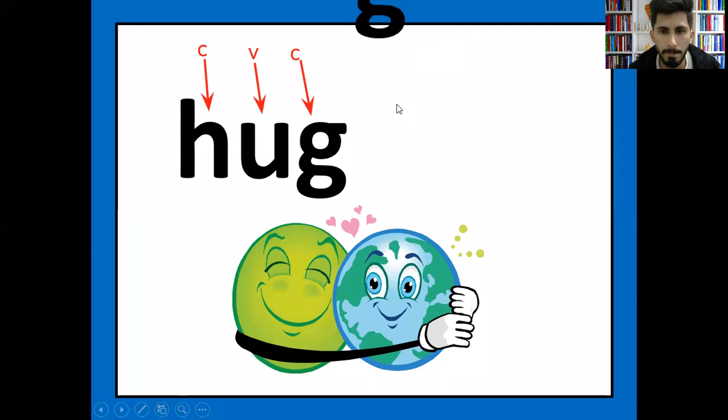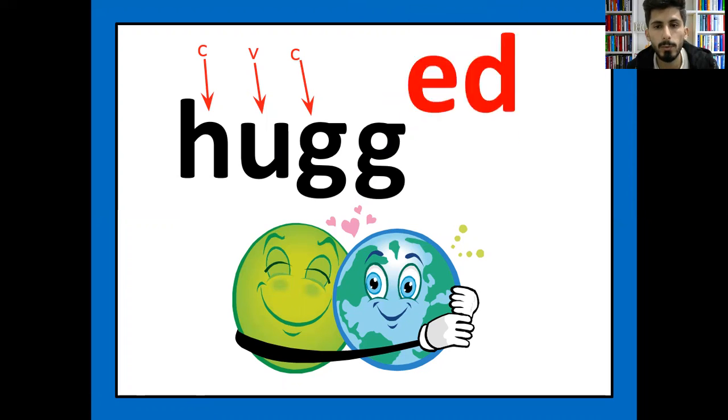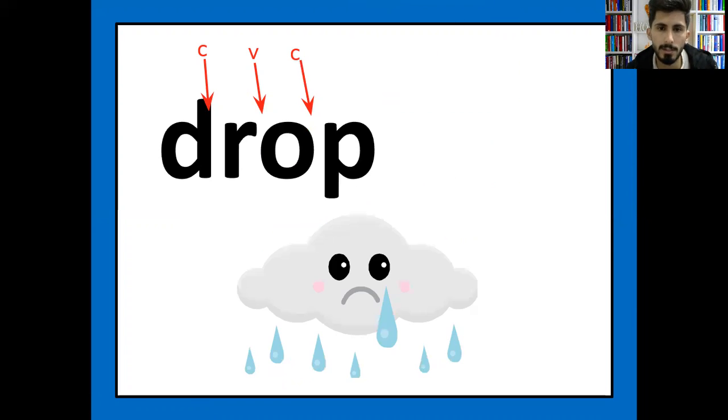All right, let's see. Here, first of all, we add another G. We duplicate the letter G, which is a consonant. Then after duplicating letter G, we add ed. We add ed, okay, in this case.